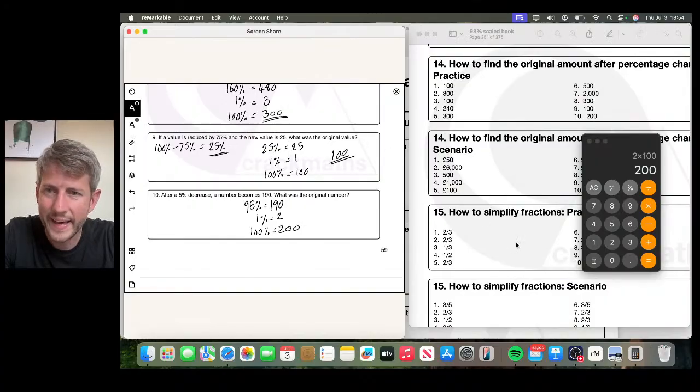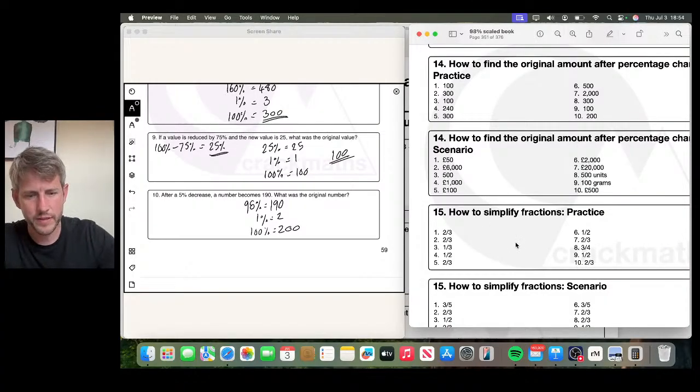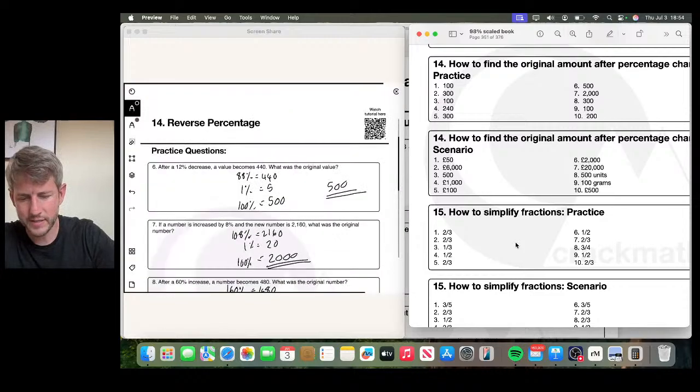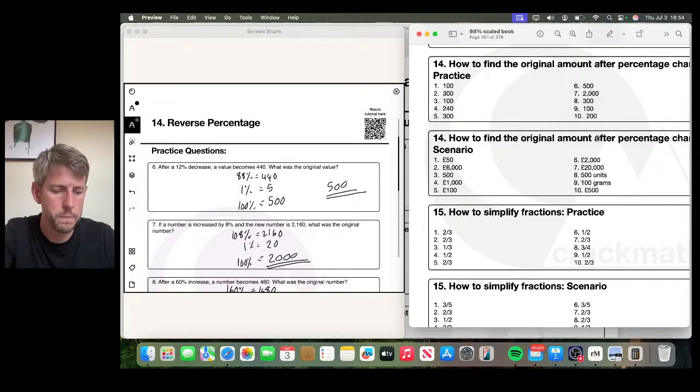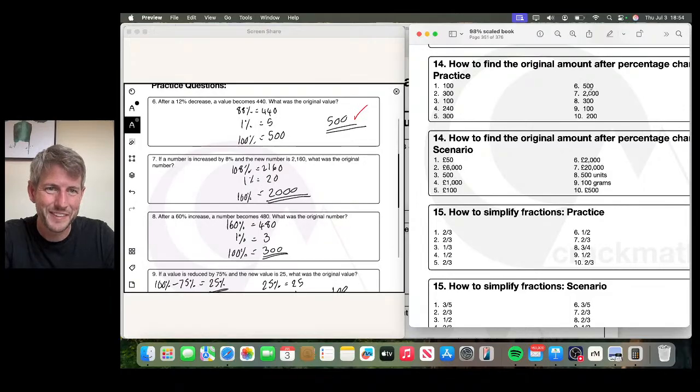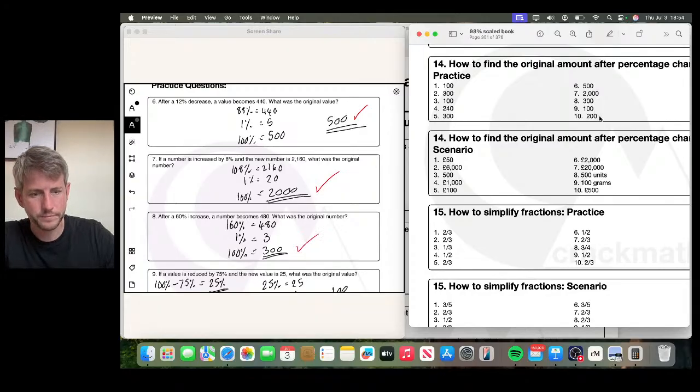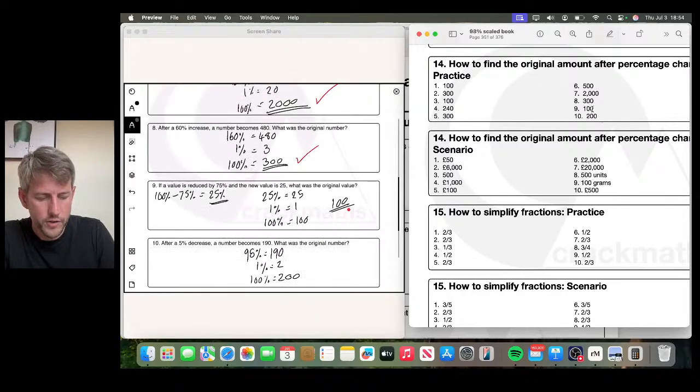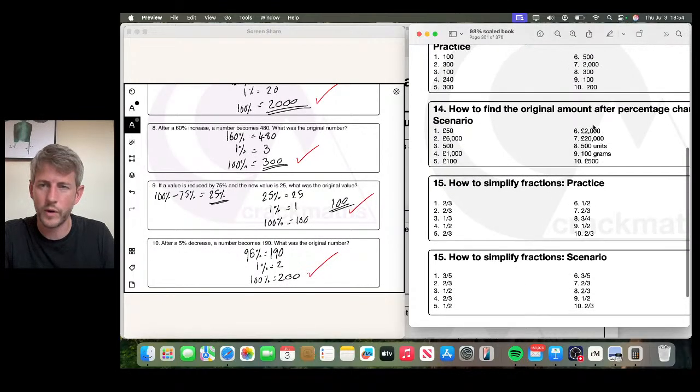Right, let's put this over here. And then we can mark these and see if the mark book is correct, or if I'm correct. So here we go. 500, yeah, that agrees for question 5. For question 6 even. 2000 for question 7. 300 for question 8. 100 for question 9. And 200 for question 10. Wonderful. Right, let's go on to the next topic.